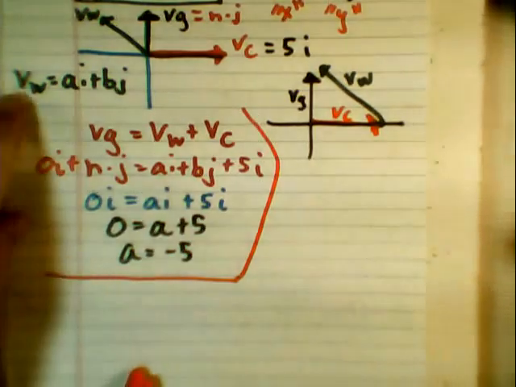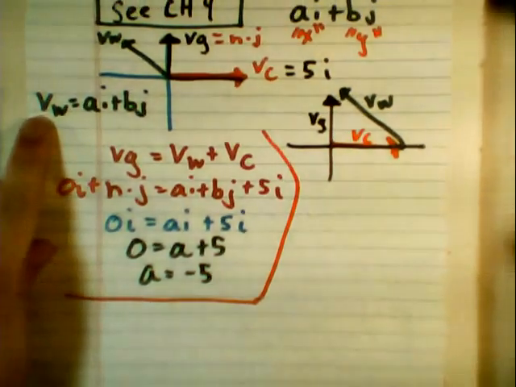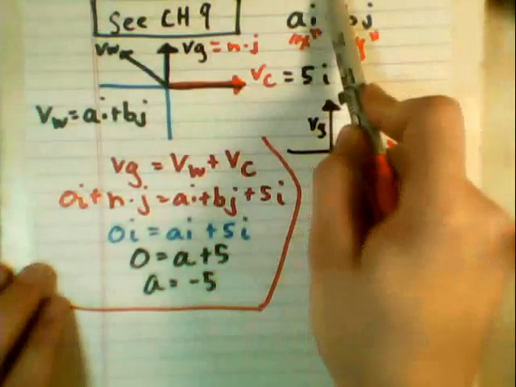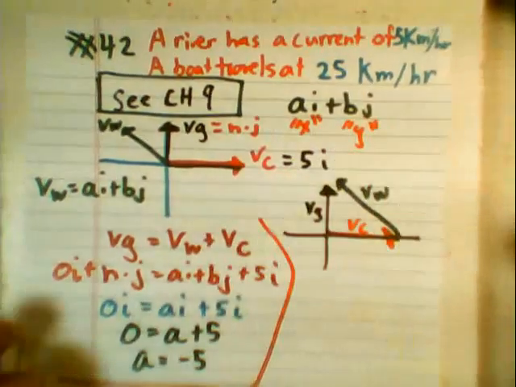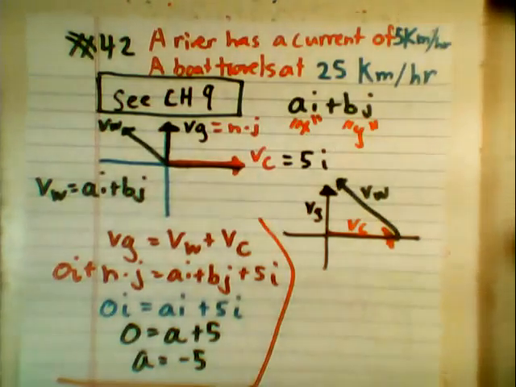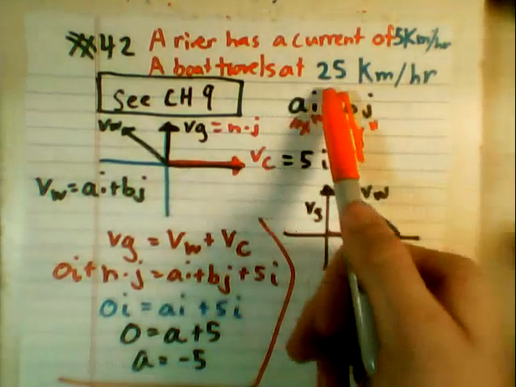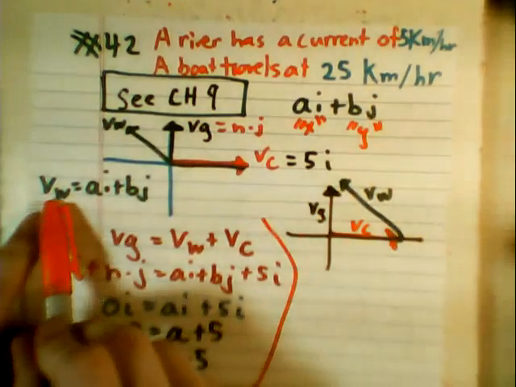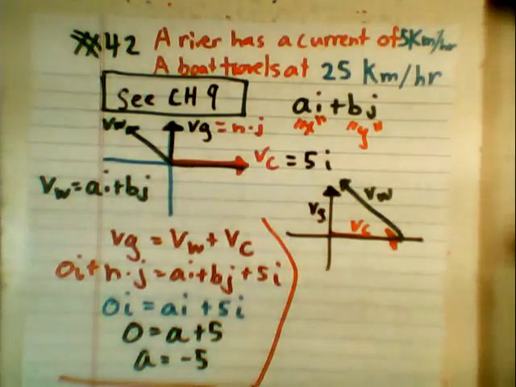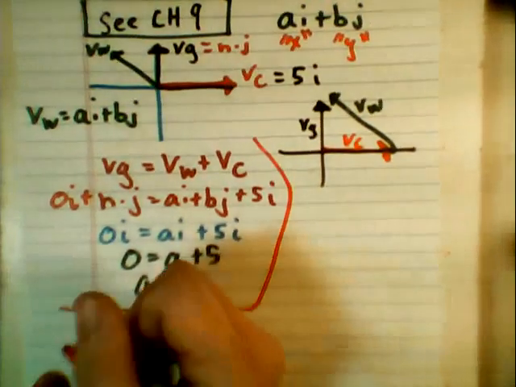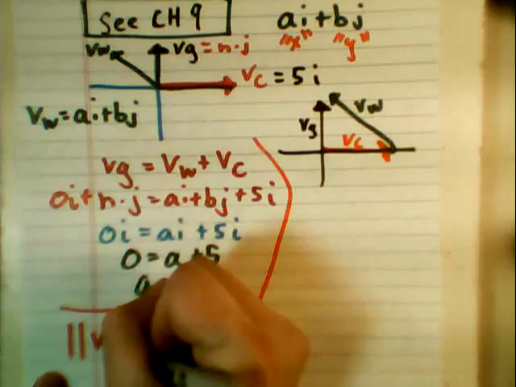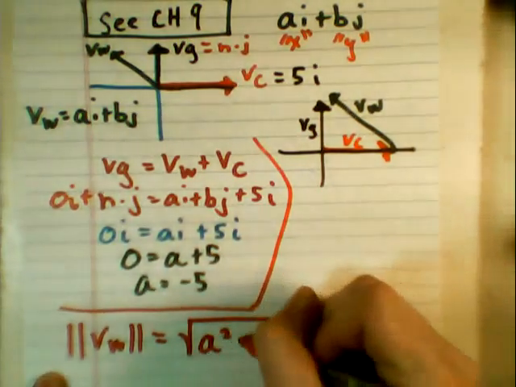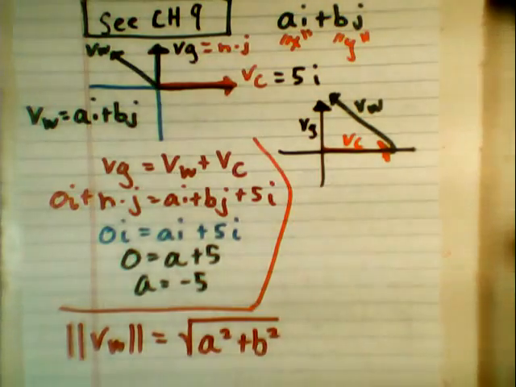Okay, so now where can we go from there? Well, we have this equation for VW, and we need to find B now. But we're told that the boat travels at 25 kilometers per hour. So that is pretty much the magnitude of this line, which is also VW, the magnitude of VW. So we can use the equation, the magnitude of VW equals the square root of A squared plus B squared.